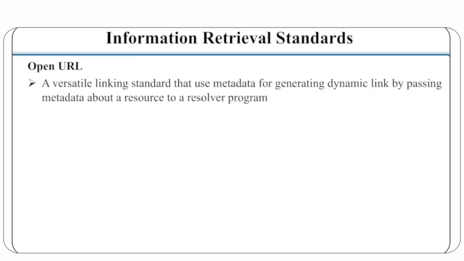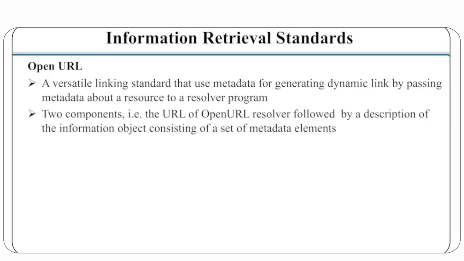OpenURL is a versatile linking standard that uses metadata instead of an object identifier such as DOI for generating dynamic link by passing metadata about a resource to a resolver program. It consists of two components, that is, the URL of OpenURL resolver followed by a description of the information object consisting of a set of metadata elements. Example, author, journal issue number, volume, year, etc.